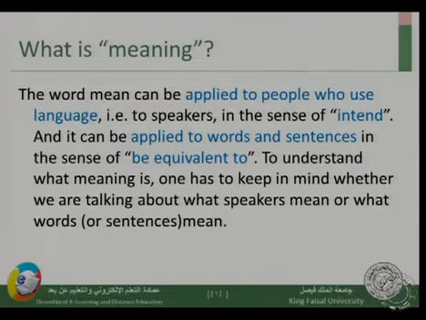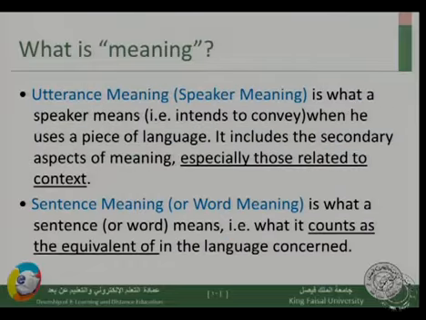Are we talking about what the speaker means or what the words and sentences mean? From this we are going to give two definitions. The first one is utterance meaning or speaker meaning, which is what a speaker means. In other words, what he intends to convey to the listener when he uses a piece of language. This use includes the secondary aspects of meaning, especially those related to context, the situation where the communication is taking place.